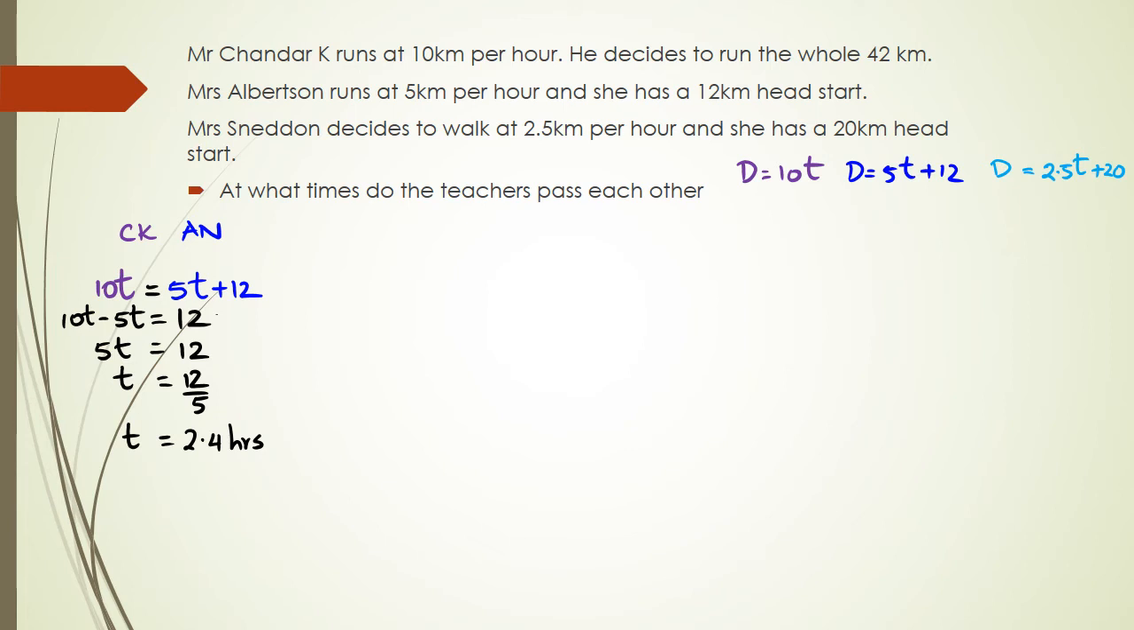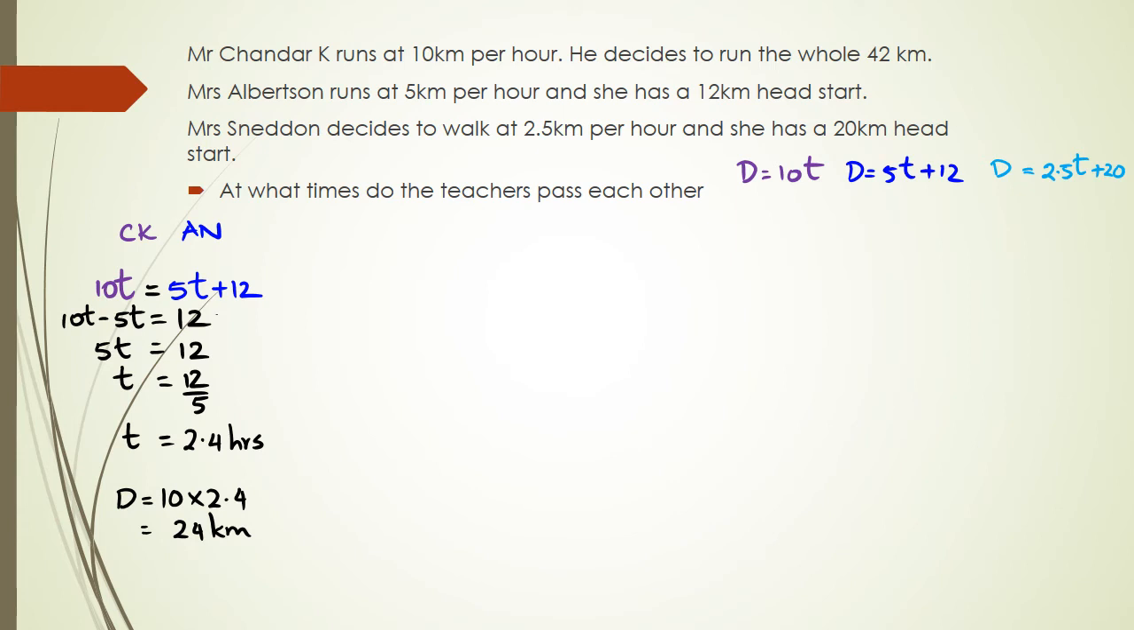So I'm going to use Chandike's one because it's easy. So distance is equal to 10 times 2.4, which is 24 kilometers. So we can say that Chandike passes Albertson after 2.4 hours and a distance of 24 kilometers.